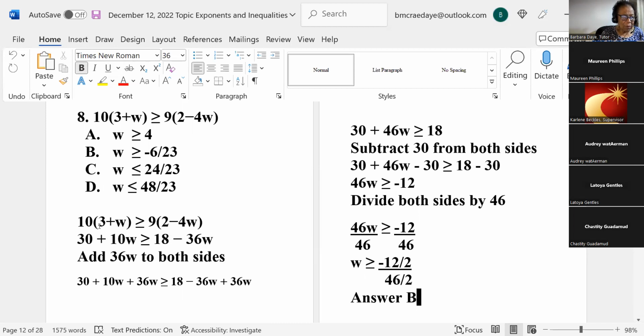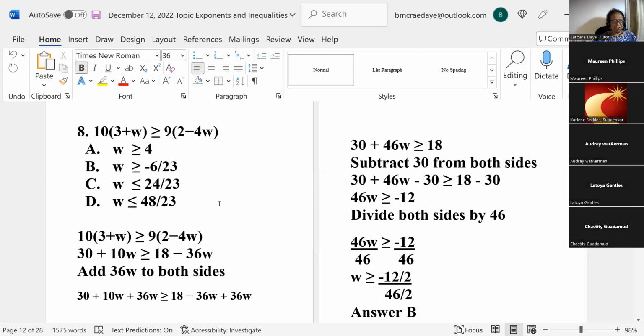Did everybody do this part okay? 10 times 3 is 30. 10 times W is 10W. 9 times 2 is 18. 9 times minus 4W is minus 36W. Now, was everybody okay multiplying out here? Okay, now when you get here, you say, well, how do I combine my like terms? How do you combine your W's? How do you combine your constants? And since the answers have the 10W on the left, let's get all your W's on the left side.